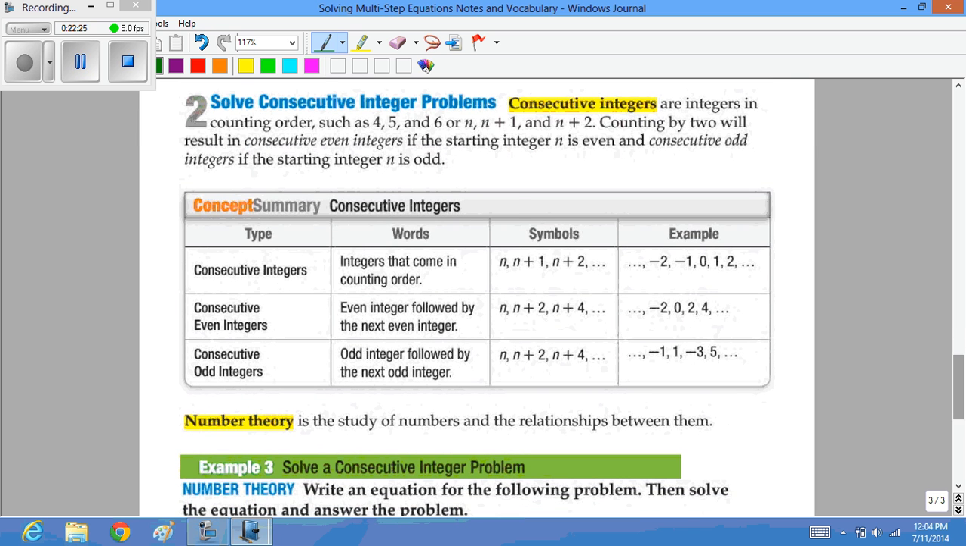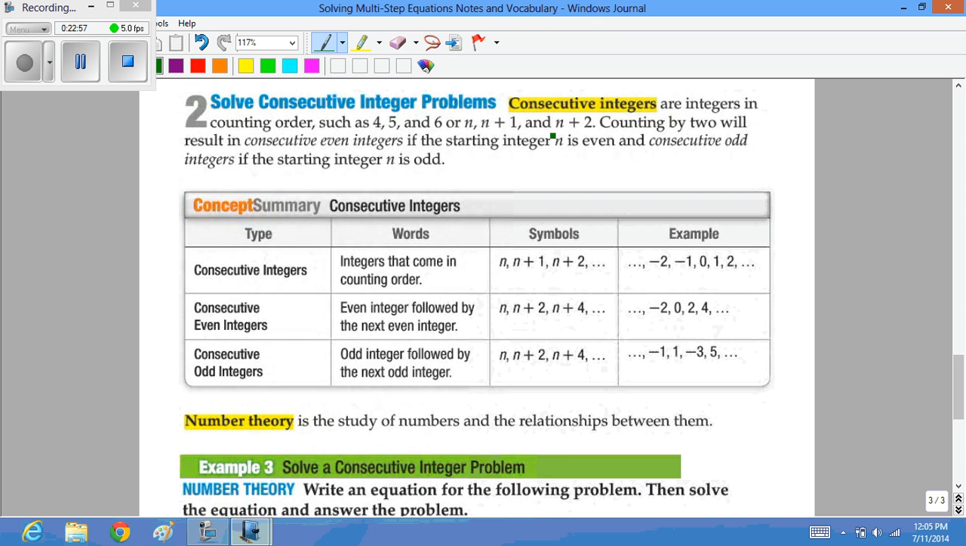Okay, looking at integer problems. I'm just going to go ahead and read this and then explain it. It says consecutive integers are integers in counting order. So consecutive means the numbers 4, 5, and 6. Notice how we write that algebraically. n is represented as 4. 4 plus 1, or n plus 1, is represented as 5. And then my starting number of 4 plus 2 is 6.